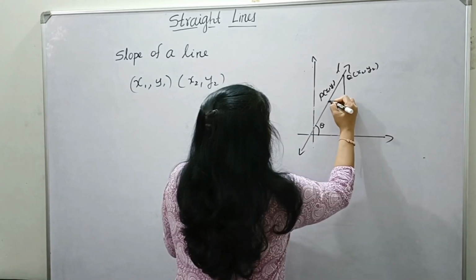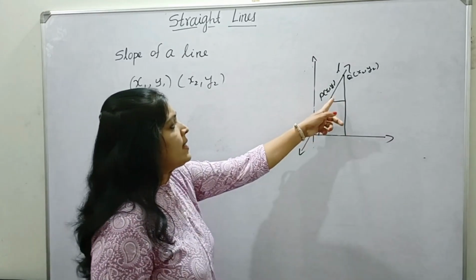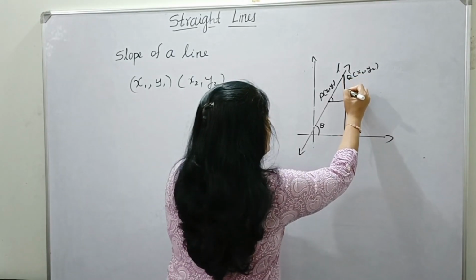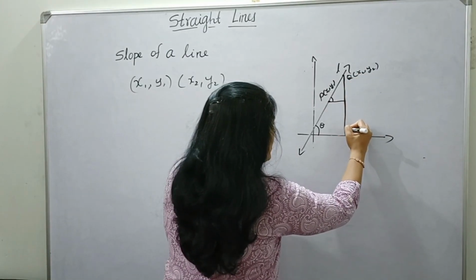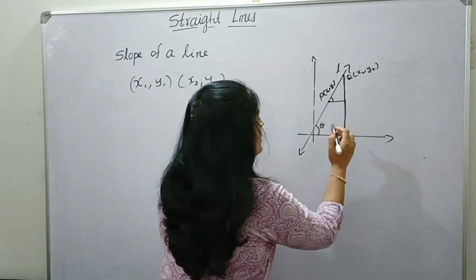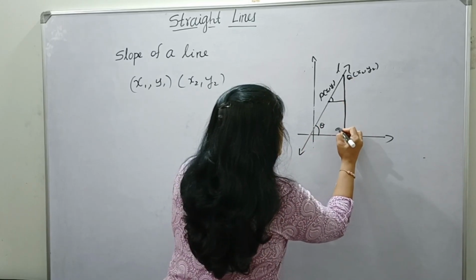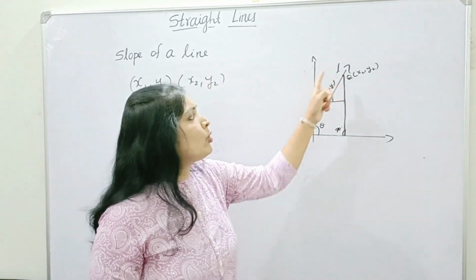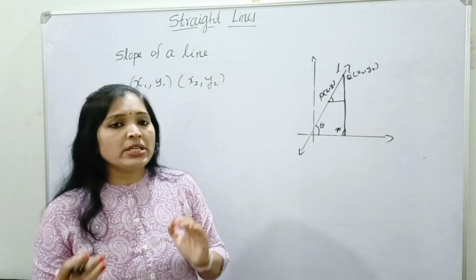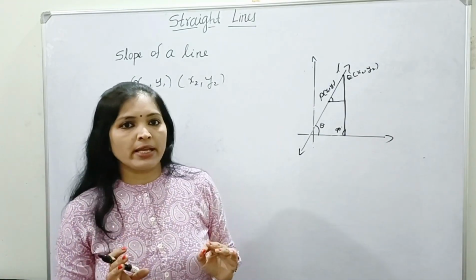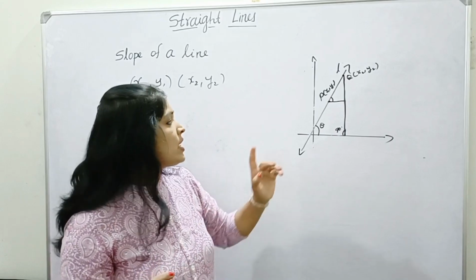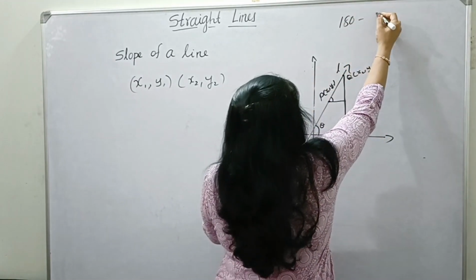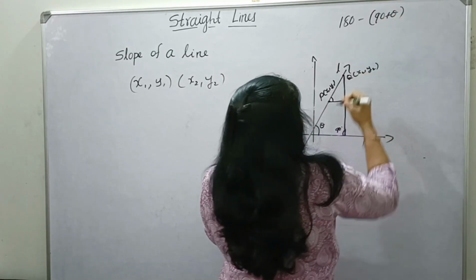What is this angle? We have drawn a line that is perpendicular to the x-axis. It's a straight line, so this angle will be 90 degrees, right? This angle is 90 degrees. Then what about this one? We know that the sum of interior angles of a triangle is 180 degrees, right? So the total is 180 degrees. So this angle is 180 minus 90 plus theta, isn't it?